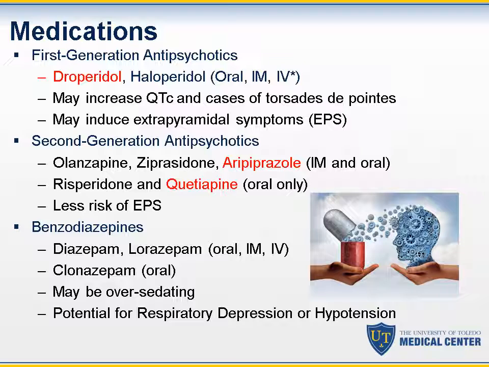Haloperidol also has the risk of QT prolongation, especially with larger doses and especially if we're giving it IV. So if we do need to give haloperidol IV, we need to make sure that we are using ECG monitoring during the administration.